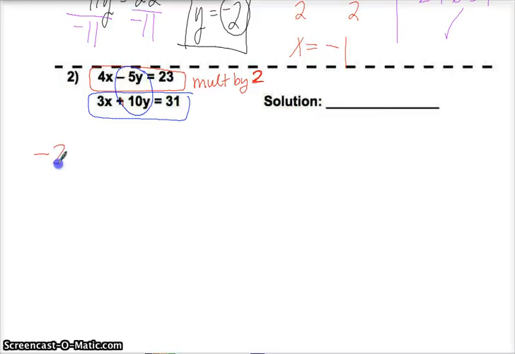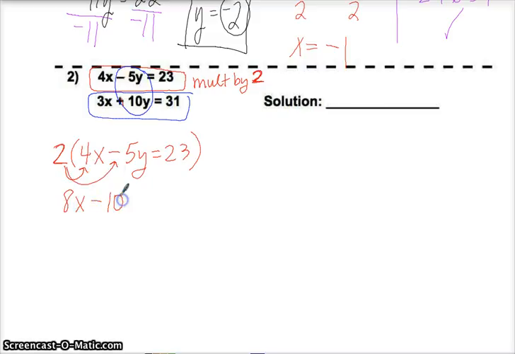So I'm going to multiply the first row by 2. Sorry, I don't know why my brain is thinking -2. I'm going to multiply the first row by 2. So when I do that and I distribute, I get 2 times 4x, which is 8x, 2 times -5y, which is -10y, 2 times 23, which is 46. Now if you notice, this became a -10y, this is a +10y, so I'm just going to write my blue row right below it.